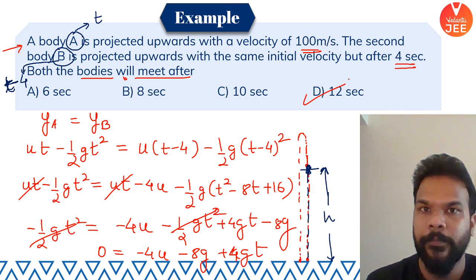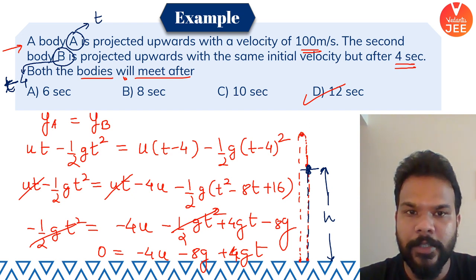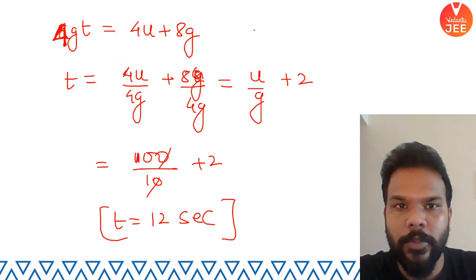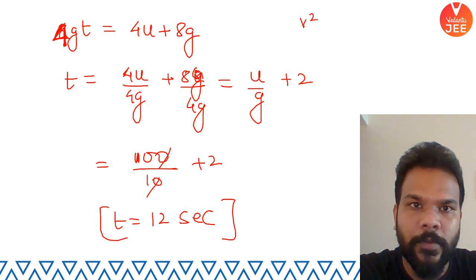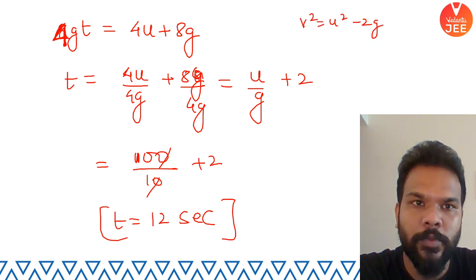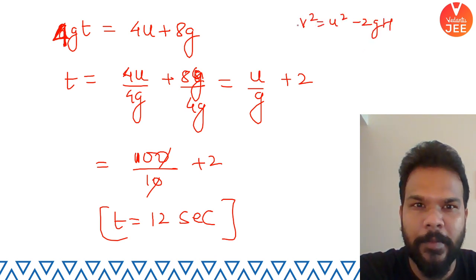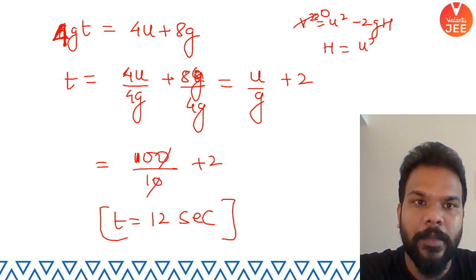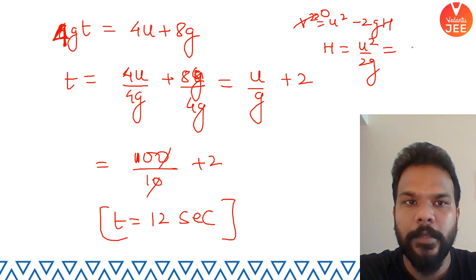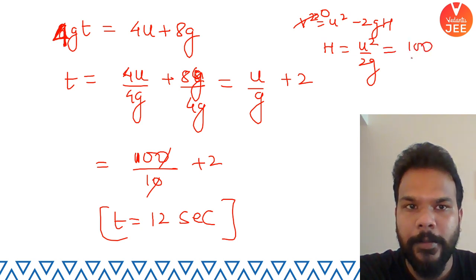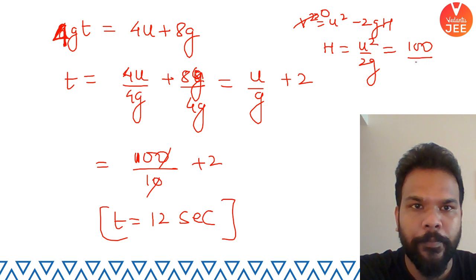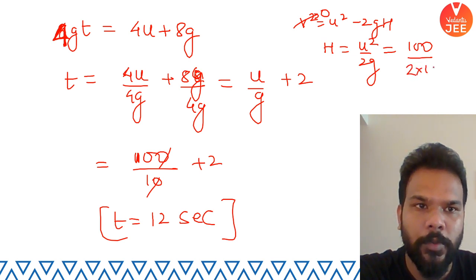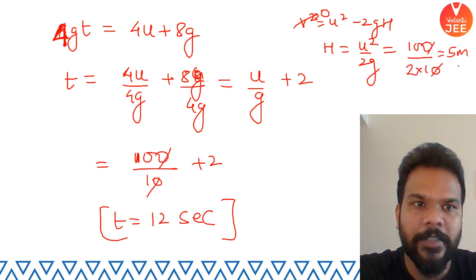By the way, the first body reached the maximum height, and you can find that also by v square equal to u square minus 2gH. H is the maximum height, and final velocity has to become 0 at the maximum height. So H will be equal to u square by 2g. Initial velocity was 100, and that is 2 into 10.